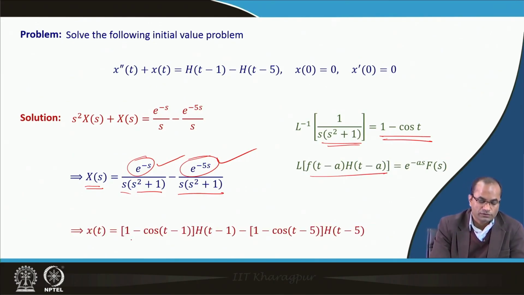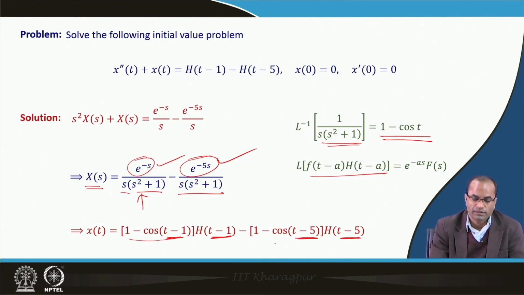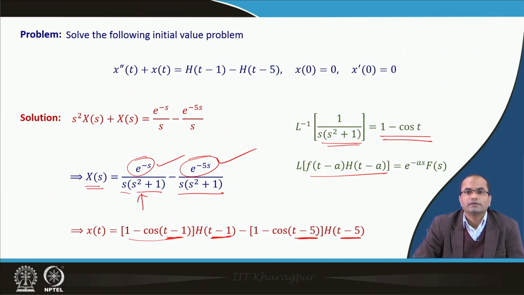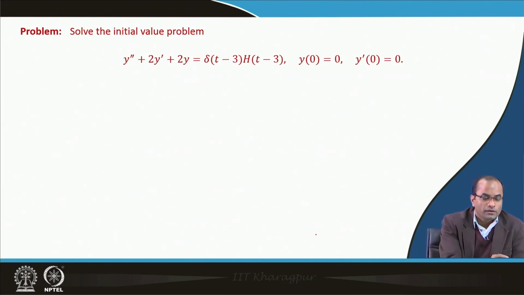So, we have 1 minus cos of t minus 1, this is the shift t minus 1 because of the first e power minus s. In the second case we have a shift by 5. So, t minus 5, and again the same thing: 1 minus cos of t minus 5, times the Heaviside function h(t minus 5).